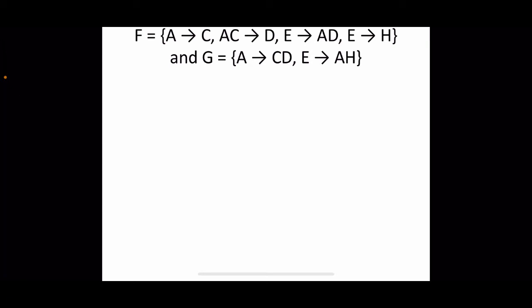So we are given two different sets of functional dependency, F and G. F contains this many functional dependencies and G contains these two functional dependencies. Now we have to check whether F and G are equivalent. So what we will do, we will check whether G covers F and F covers G, right? And if both hold, we can say that F and G are equivalent. Now how will you check whether F covers G or G covers F?